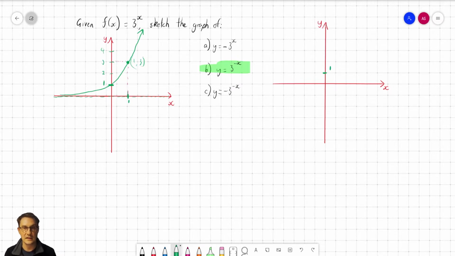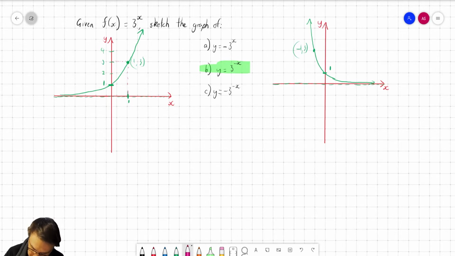But other than that, it's going to mirror using the y-axis as that mirror. So it's going to have a high point on the negative side of the x-axis, and quite a low, flat one on the positive side of the x-axis. Again, the asymptote will remain unchanged, and that's going to be the x-axis. And if we plot our other point here, we're going to have minus 1, 3 for that extra point there. And remember to label the graphs appropriately as well.